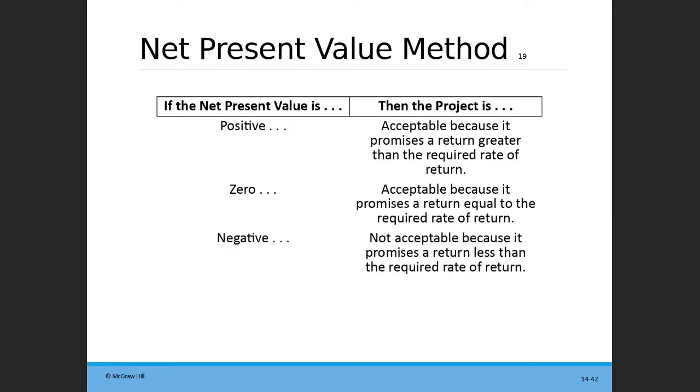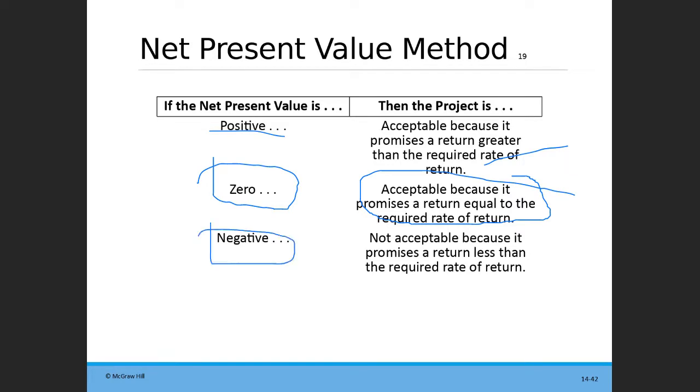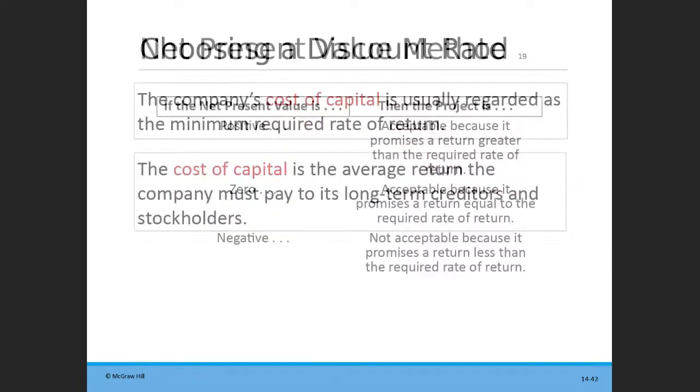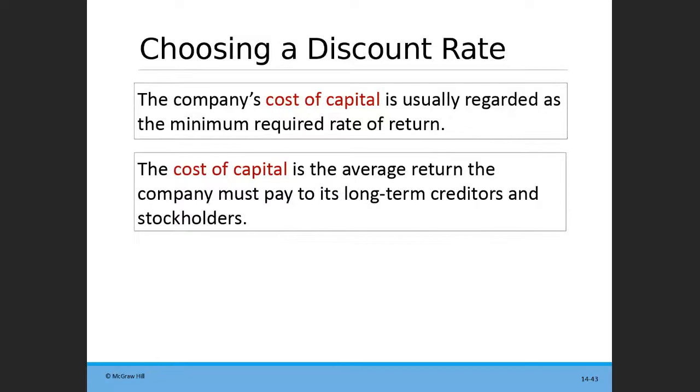Okay, so if net present value is positive, great, higher than return. If it's 0, well, that's acceptable because that means we're getting exactly 11%. If the net present value of the cash flow is 0, we're getting exactly the discount rate as a return. And if it's negative, no, that's not good. We're getting less than the return we want. So this means it's super important to choose a good discount rate, right? Because that makes a big difference.